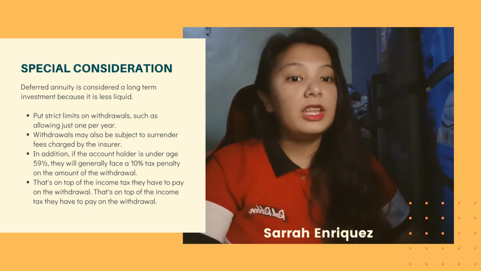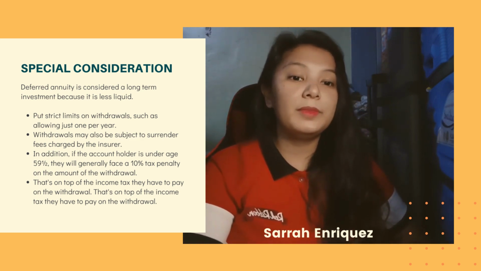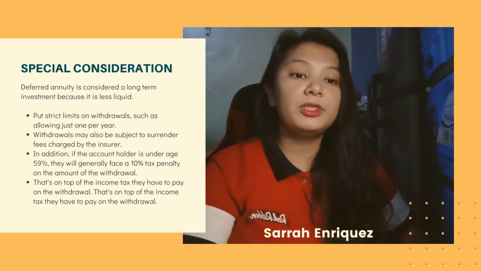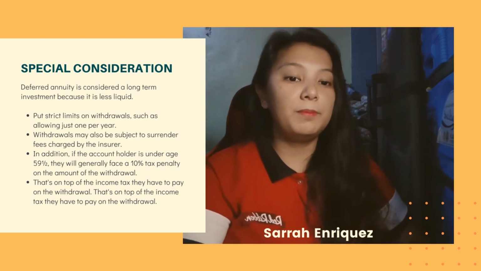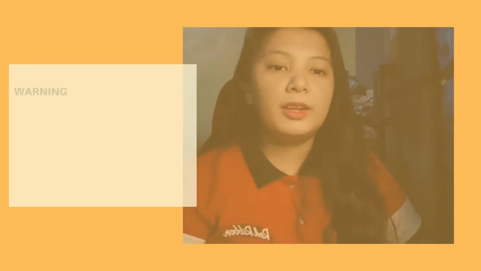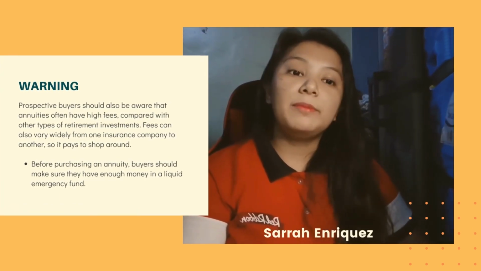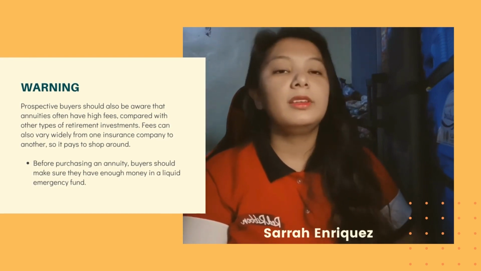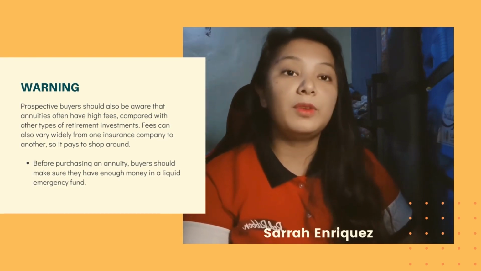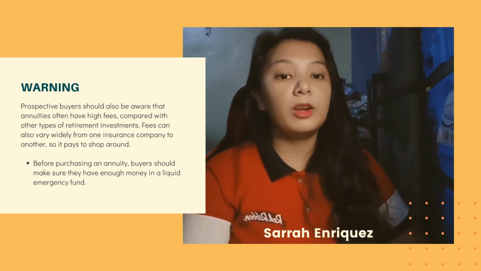In addition, if the account holder is under age 59 and a half, they will generally face a 10% tax penalty on the amount of the withdrawal. That's on top of the income tax they have to pay on their withdrawal. Prospective buyers should also be aware that annuities often have high fees compared with other types of retirement investment. Fees can also vary widely from one insurance company to another, so it pays to shop around.